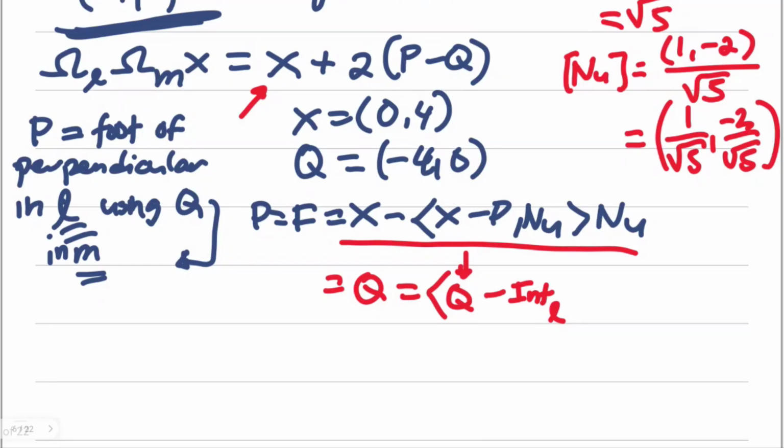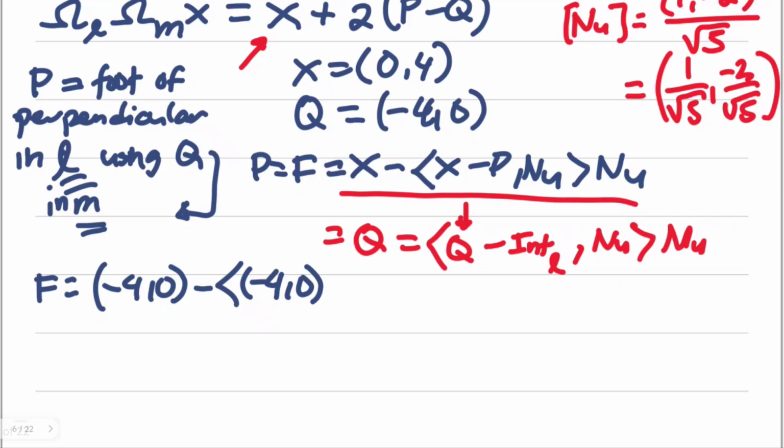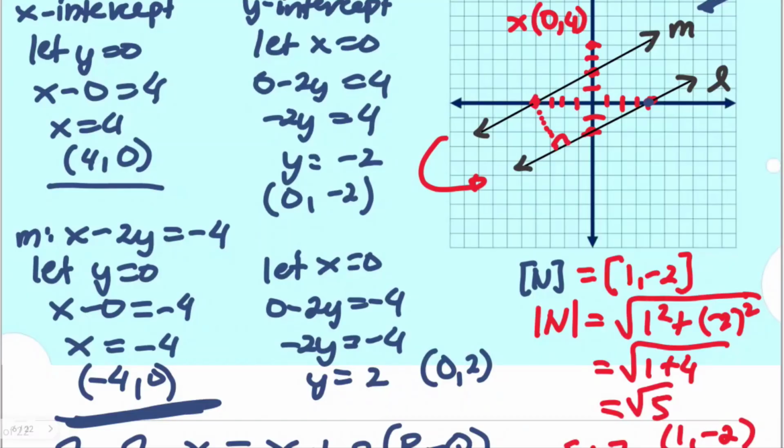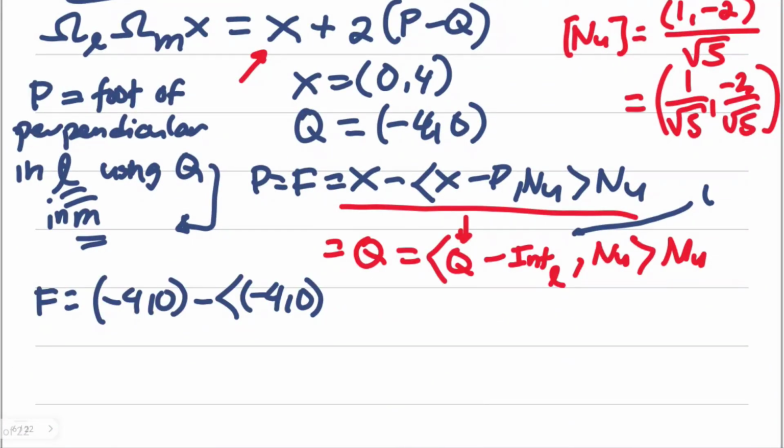It's not P, because we'll be using P later on as the foot, right? This would be the same unit normal vector as here. So with this formula, it's easier for us to solve for the foot. Our Q is (-4, 0) minus the intercept of L, the second line. You can use the x-intercept. Again, to be consistent, we have (4, 0).